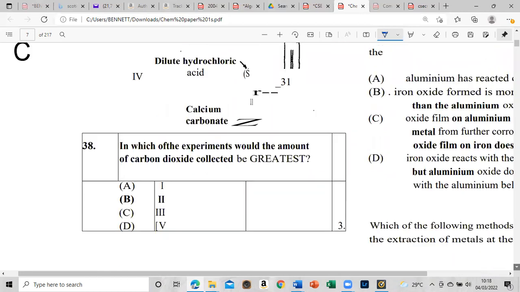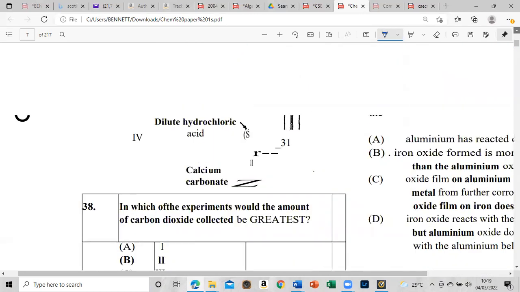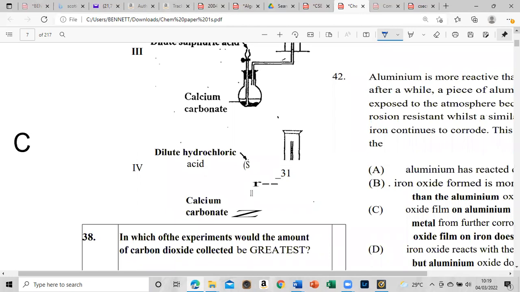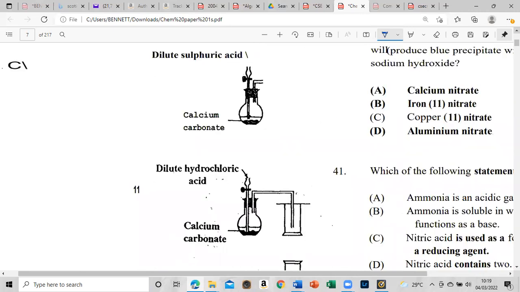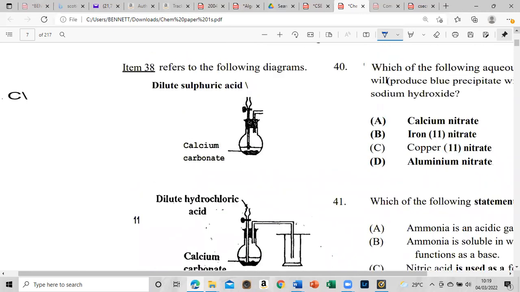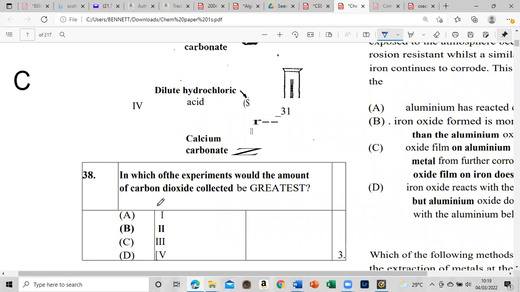All right, 38 now. Let's see what the question said. In which of the following experiments would the amount of carbon dioxide collected be greatest? Okay, so we're supposed to look at them and see which one would give off the most carbon dioxide. So that's acid, calcium carbonate, and let's see the options here. All right, I'm going to go with 2.